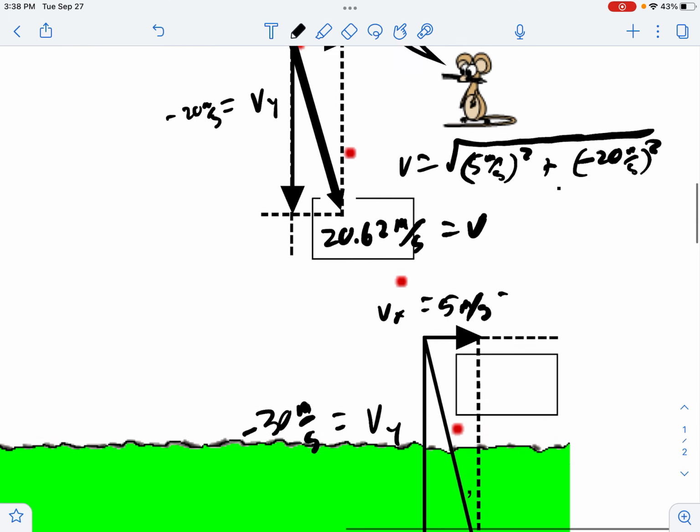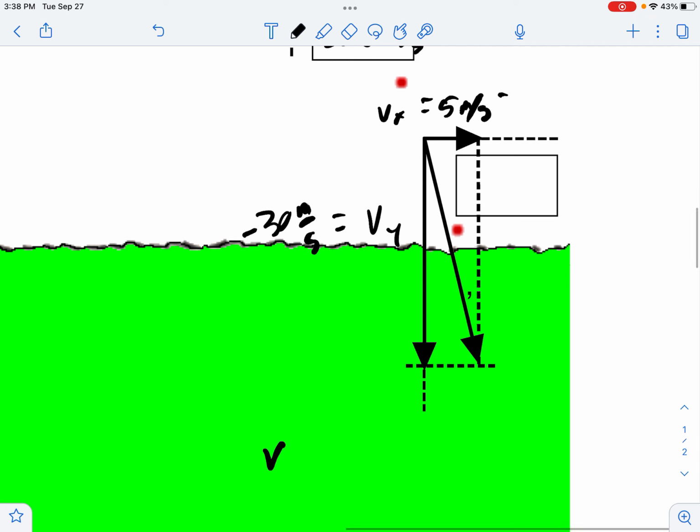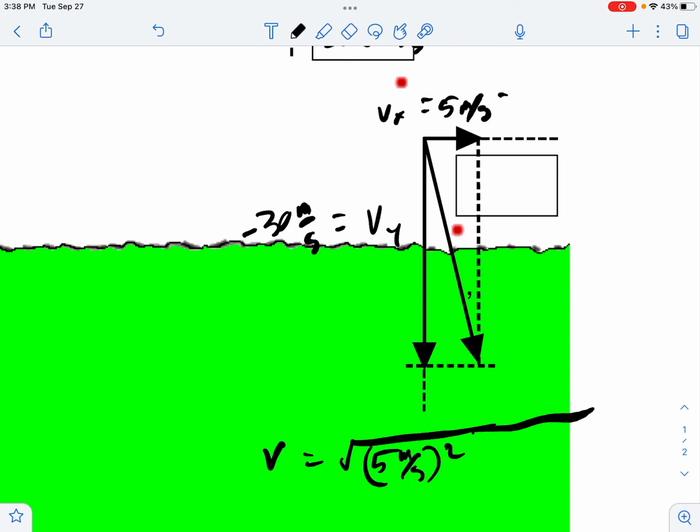That's my V. Then down here, one more time, to get my V, I take the square root of my Vx squared, which is 5 meters per second, plus negative 30 meters per second squared. Negative 30 squared is 900, plus 25. The square root of 925 would be 30.41 meters per second. And again, that's my velocity.